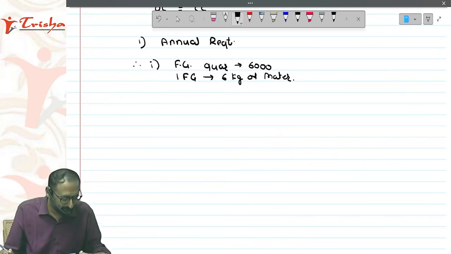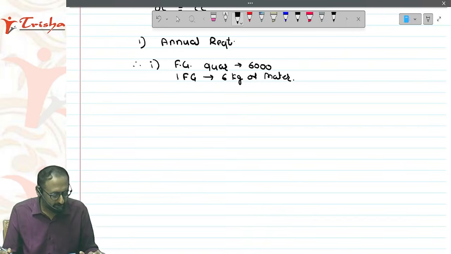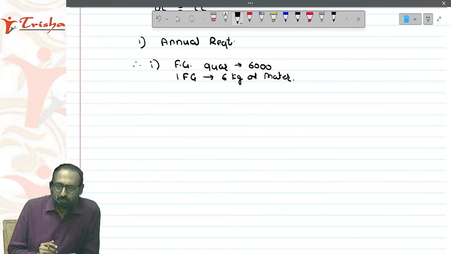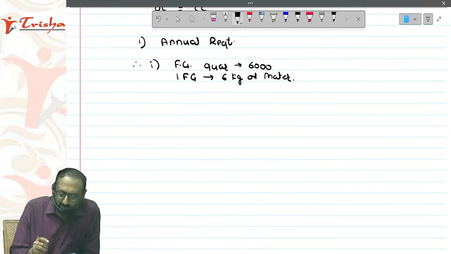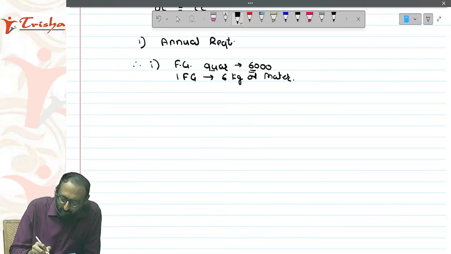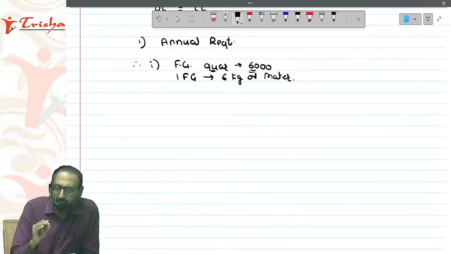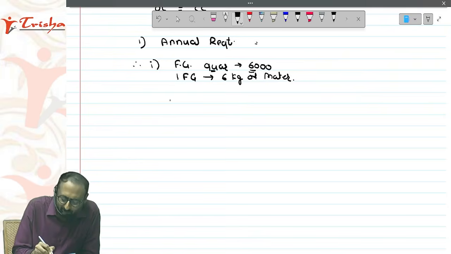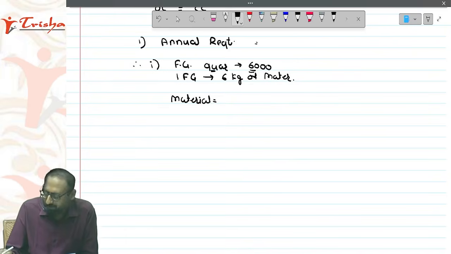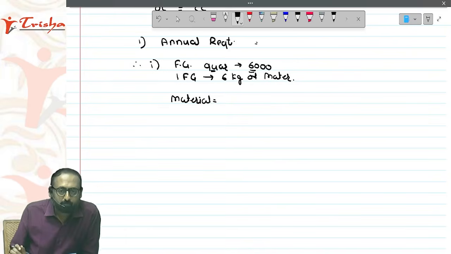A fast answer is expected from you. Quickly tell me. Calculate. The company manufactures a final product. Requirement of the final product is 6,000 per quarter. One unit of final product requires 6 kg of material. Always you have to calculate the annual requirement of material. So how much will be the material requirement? You have to tell me.